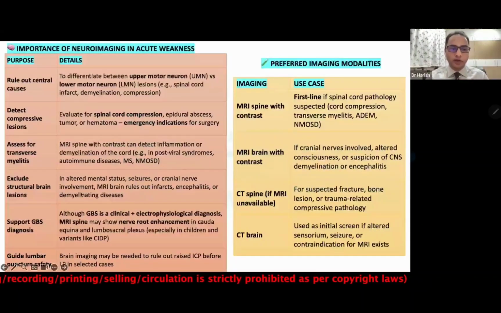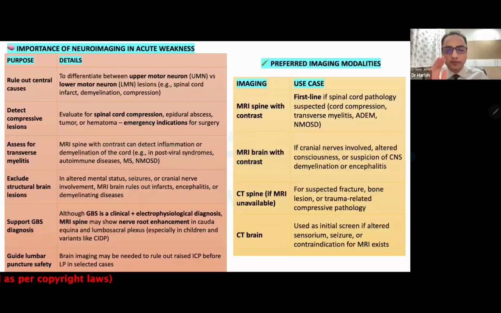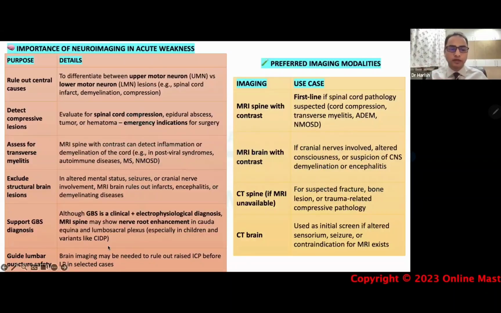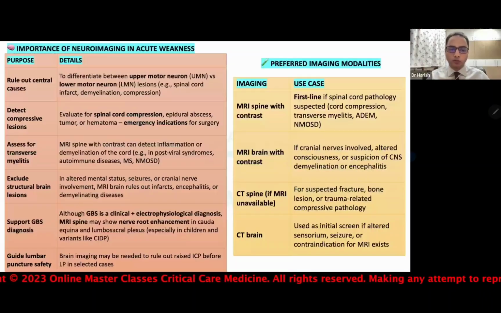Also, exclude structural brain lesions in altered mental status, seizure or cranial nerve involvement. MRI brain rules out infarct, encephalitis or demyelinating disease. MRI can support the GB syndrome diagnosis, as I already told, but GB syndrome is a clinical plus electrophysiological diagnosis. MRI spine may show nerve root enhancement in the cauda equina or lumbosacral plexus, especially in children, and in variant types like chronic inflammatory polyneuropathy.